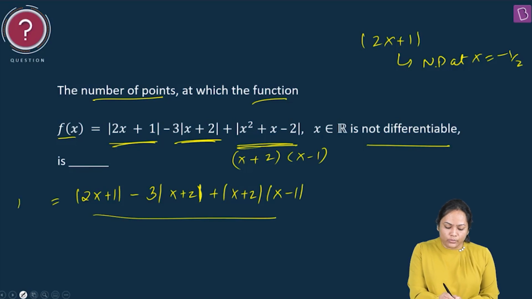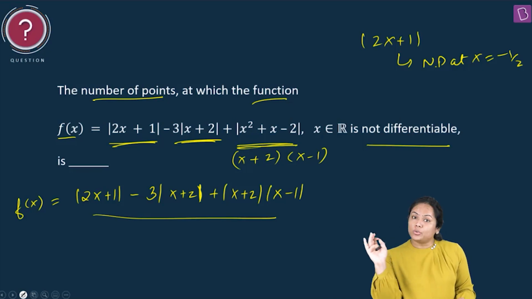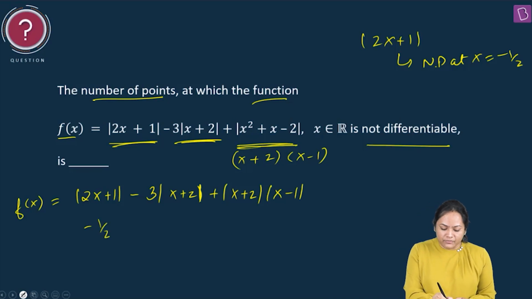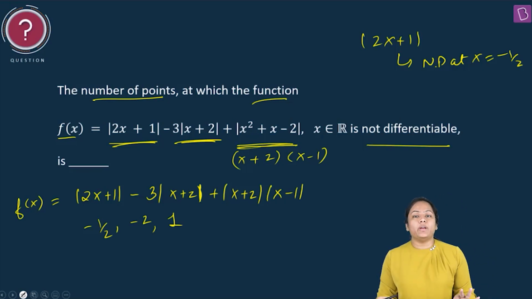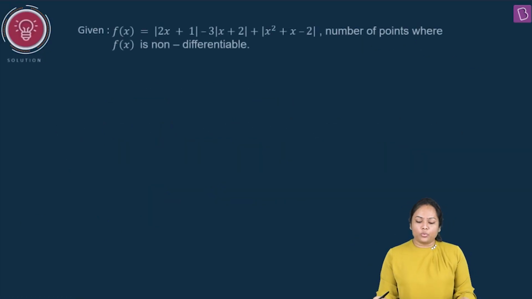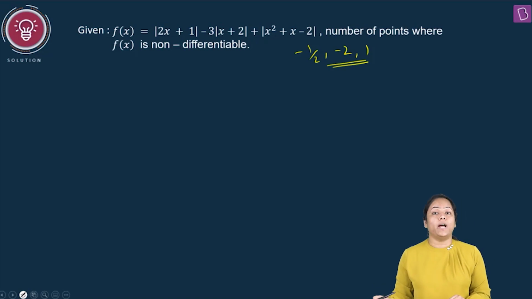This is equal to f of x. Clear? So that means how many critical points are coming in total? Well, I have 3 critical points. Minus half is one of them. Then I have minus 2 and then I have 1. So these are my 3 critical points at which I have to check the differentiability. Clear? Perfect. So we have seen that we have to check the differentiability at minus half, minus 2 and 1.